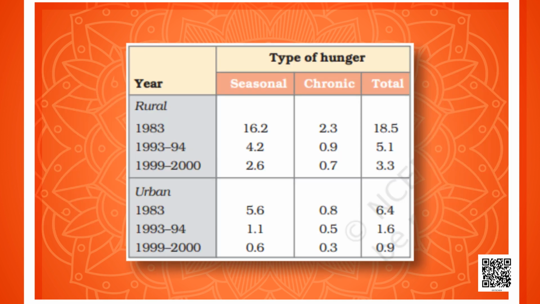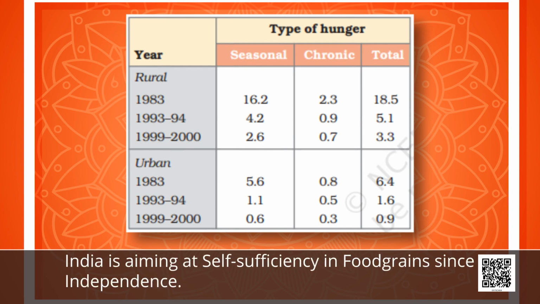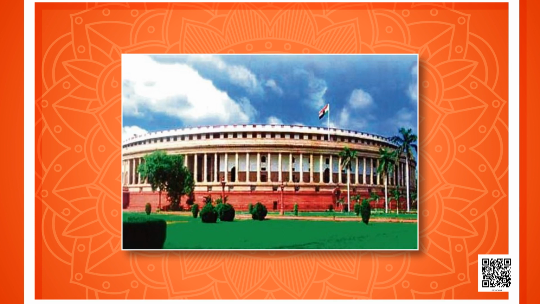Look at this table showing percentage of households with hunger in India. According to this table, the percentage of seasonal as well as chronic hunger has declined in India. India is aiming at self-sufficiency in food grains since independence. After independence, Indian policymakers adopted all measures to achieve self-sufficiency in food grains.